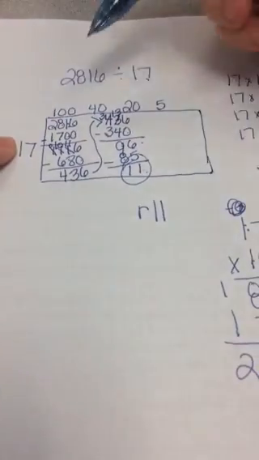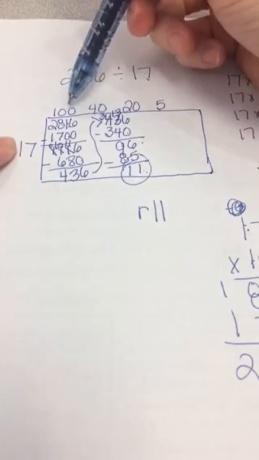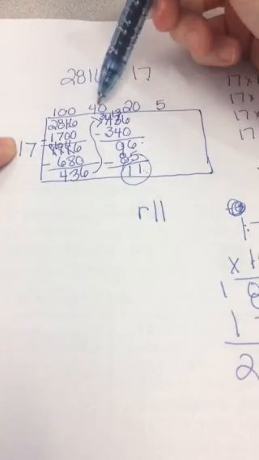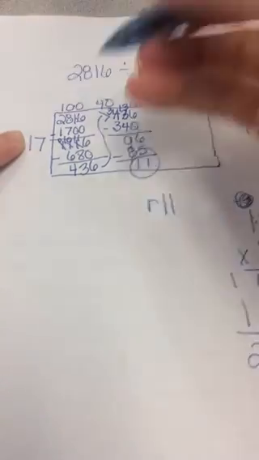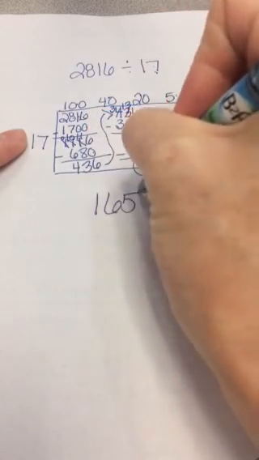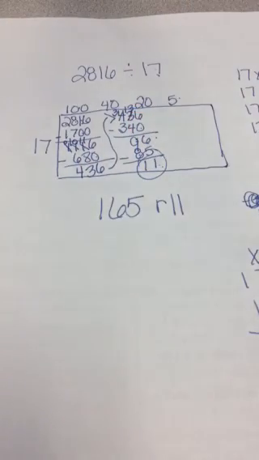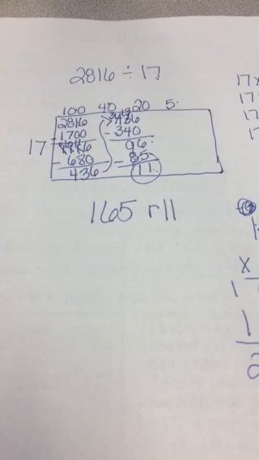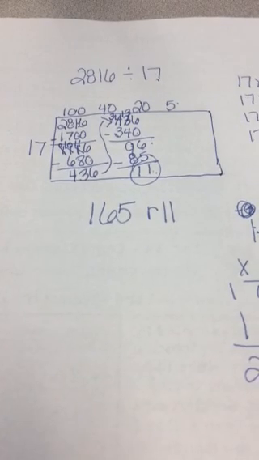So where I find my quotient is here. I'm going to add these together. 100, 140, 160, 165, remainder 11. And that is how you do division using an area model.